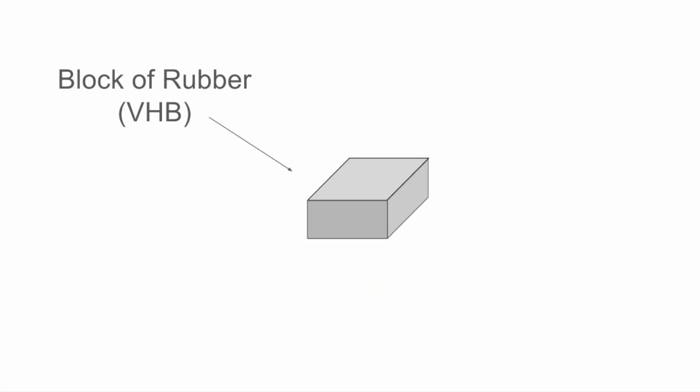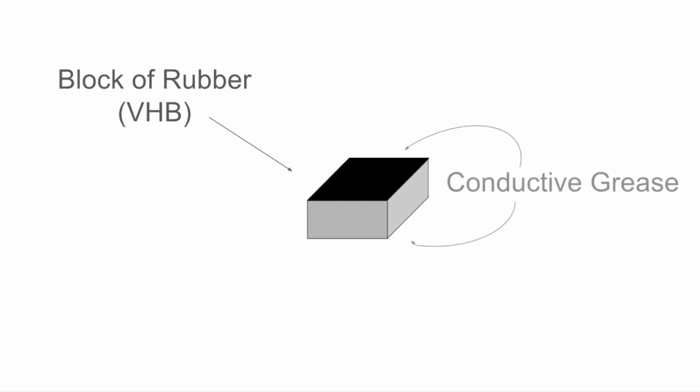Well, one way would be to attach a conductive material to the top and bottom of the block. We need to keep in mind, though, that this material needs to be flexible so that when the block expands, the conductor expands as well. An excellent conductor for this is carbon grease. When these conductors are charged, theoretically, the rubber block will become a parallel plate capacitor.